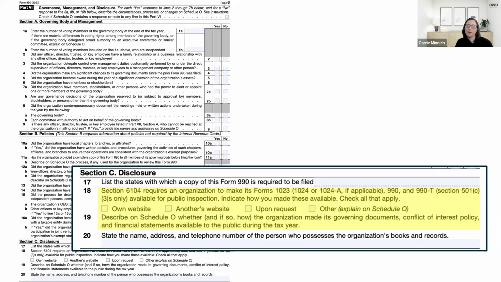And then also it asks about governing documents. So do you make your conflict of interest policy or your financial statements available to the public? You are not required to make these items available to the public. You do not have to. So you could say, no, we don't make these available. But some organizations put them on their website, so you could answer the question, yes, we put these on our website, and that's how people access them. So again, the IRS wants to know about transparency and how you're making different documents available for the public to review.